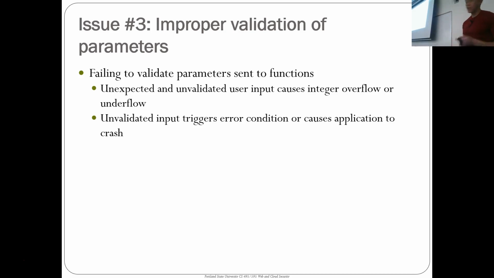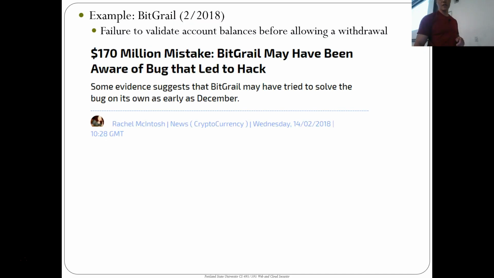Another issue is improper validation of parameters. You're taking input from the adversary, and then you're using it as part of the logic of your web application. As a result, you have to make sure that the input you're getting isn't malicious, or isn't going to cause any issues on your back end. Things like integer overflow and underflow, you would want to make sure before you do any math that you're not going to cause an overflow or an underflow vulnerability. Another one is if you have input that triggers an error condition deterministically and causes the application to crash, you would have to filter the input so that that never gets triggered. Otherwise, it's a denial of service vulnerability.